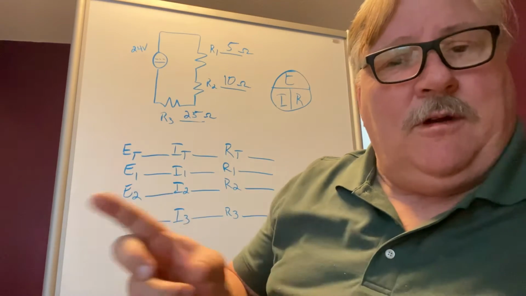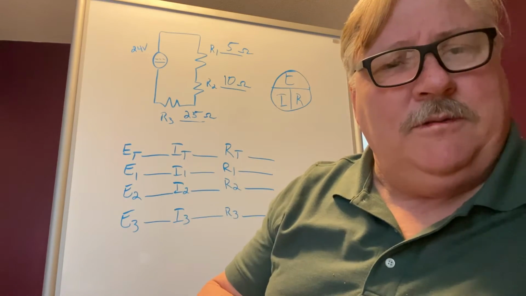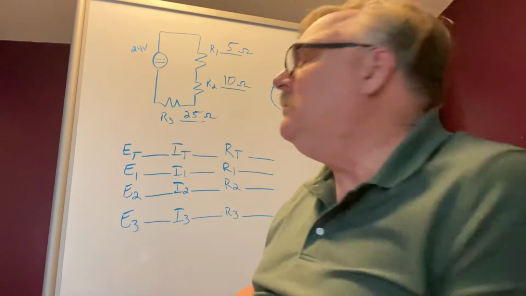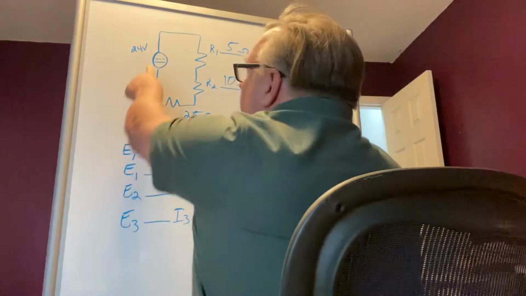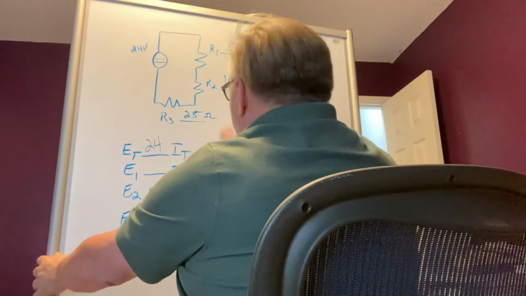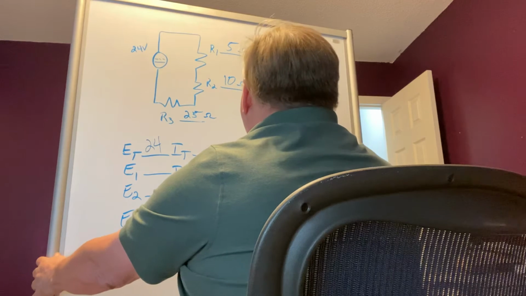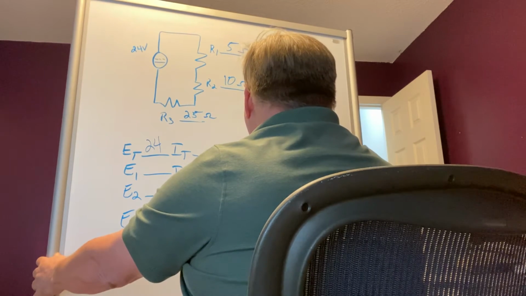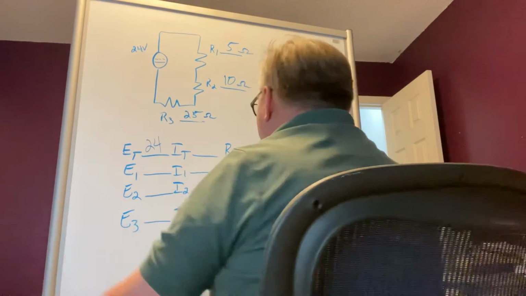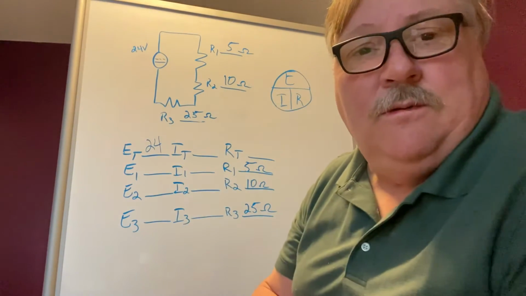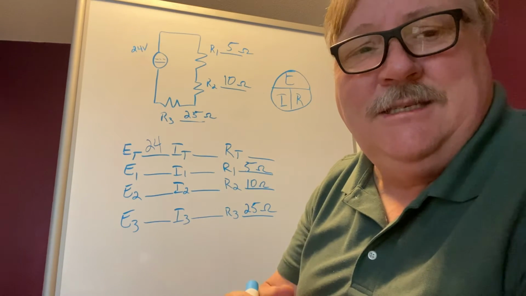So remember, in our matrix here, we create that. First thing we want to do is write down our information that we know. So we know our circuit voltage is 24 volts. Resistor 1 is 5 ohms. Resistor 2 is 10 ohms, and resistor 3 is 25 ohms.